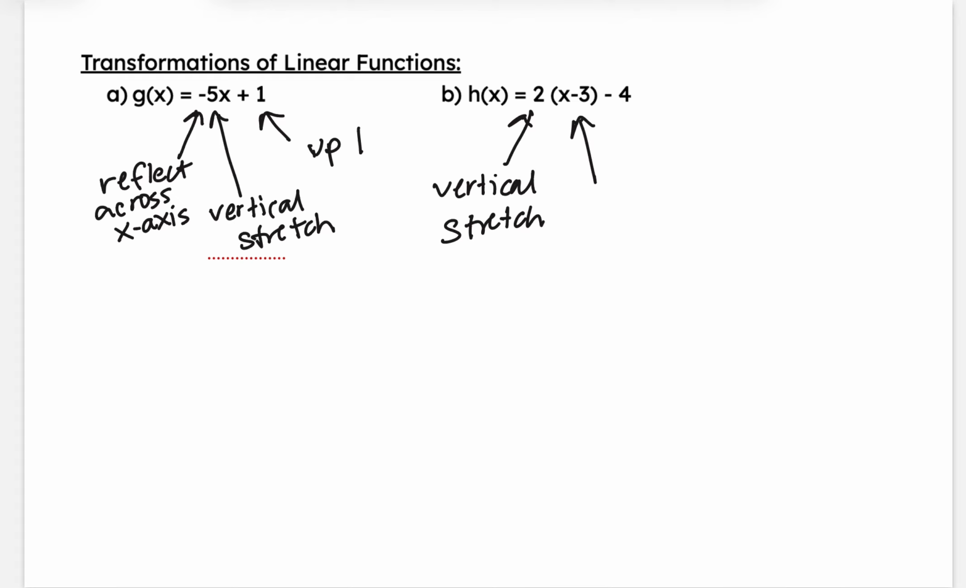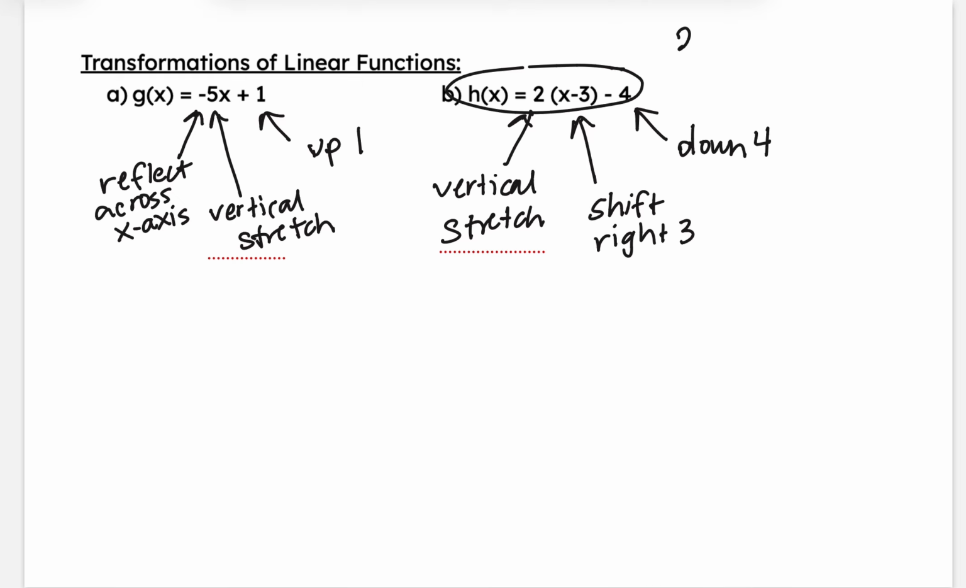The minus 3 would tell us that we're shifting right 3. And the minus 4 tells us we are going down 4. And of course, we could rewrite this as 2x minus 6 minus 4, or 2x minus 10. And then that would be a vertical stretch still by a factor of 2 and a shift down 10. So these two are equivalent forms.